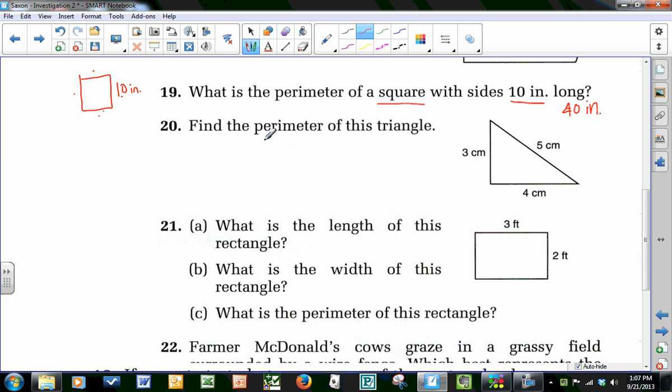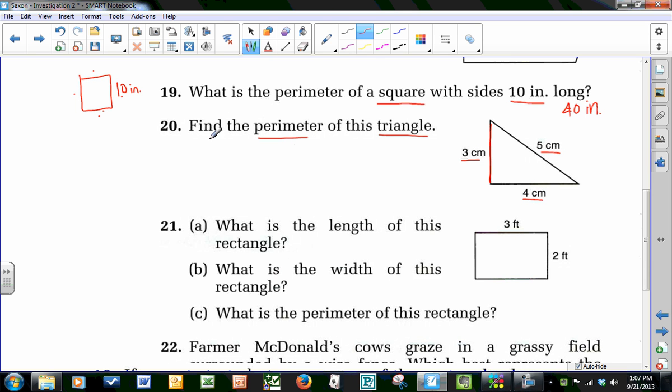Just adding up all the sides. Now, what about if you want to find the perimeter of a triangle? A triangle has only 3 sides to it, but the process is still the same. We're going to add the lengths of the 3 sides we have. 3 centimeters plus 4 centimeters plus 5 centimeters.